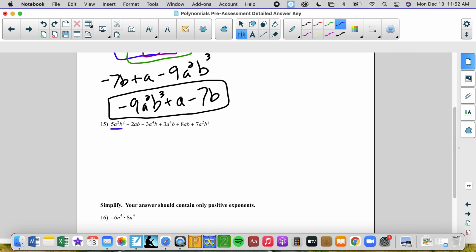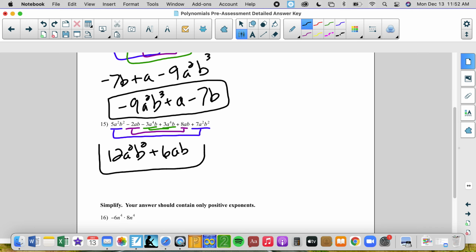Let's pair them up. A squared b squared, a squared b squared, ab, a to the fourth b, a to the fourth b. Coefficients 5 and 7 makes 12a squared b squared. Negative 2 and positive 8 gives me positive 6ab. Negative 3 and positive 3 gives me nothing. And this is in standard form also because a squared is going to come before a.